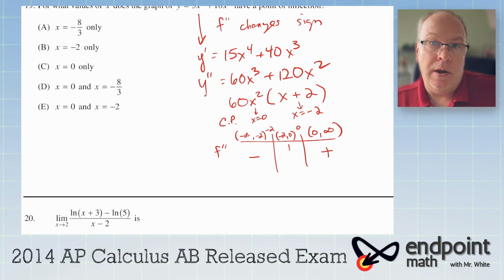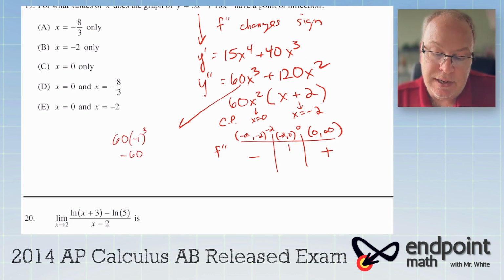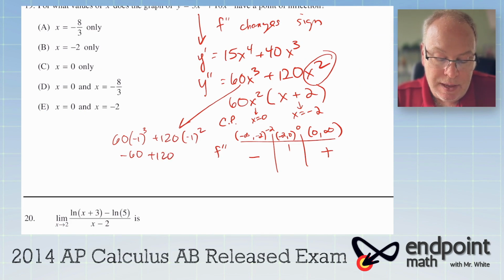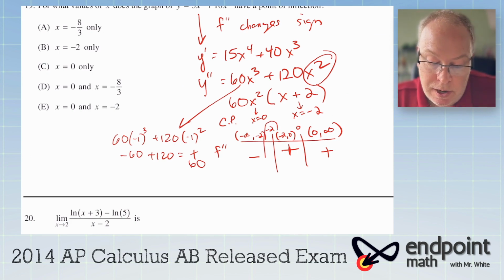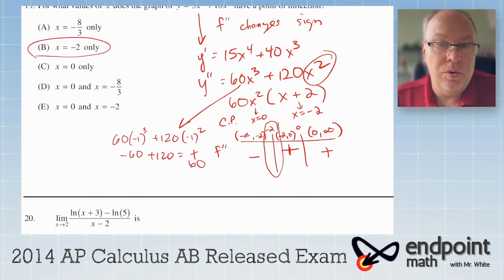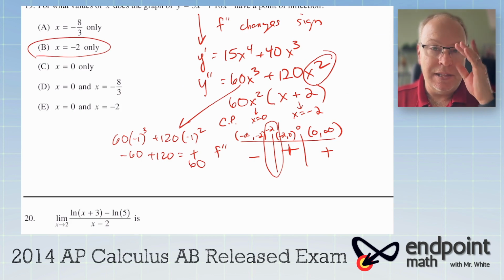I like to plug -1 in. That's the easiest thing. So let's come up here. 60 times -1 to the third power, that's just -60. And then, of course, anything squared is positive. So plus 120 times -1 squared is plus 120. That is positive 60. All we care about is the sign. So this is concave up there. The original function is concave up. So we have a point of inflection at -2 only. That's where the sign changed. Didn't really care about analyzing that first derivative here.